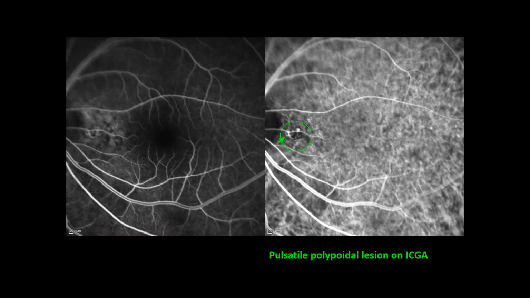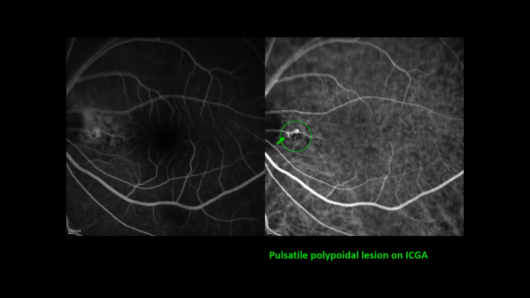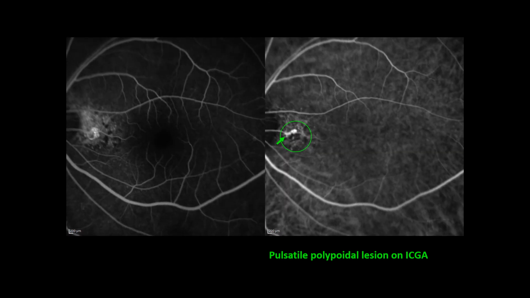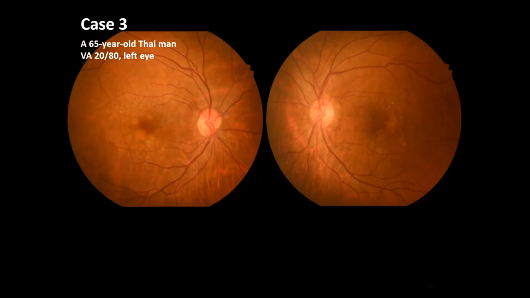So you can see pulsatile polypoidal lesions on ICGA, and pulsatile polypoidal lesions is a poor prognostic sign, and of course confirm the PCV diagnosis. Here's another case, a 65-year-old Thai man presented with blurry vision in the left eye.